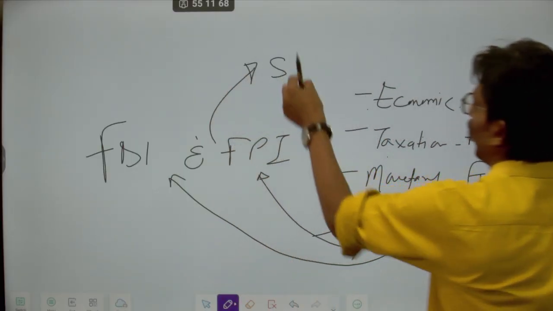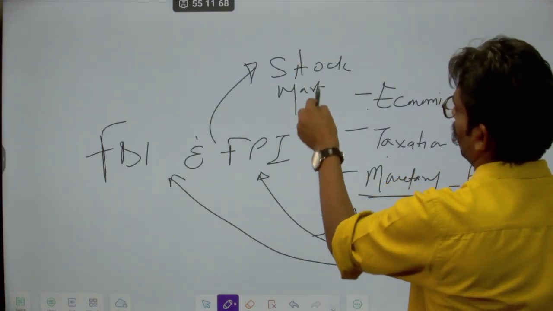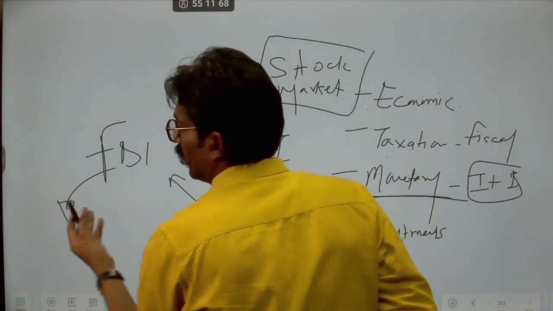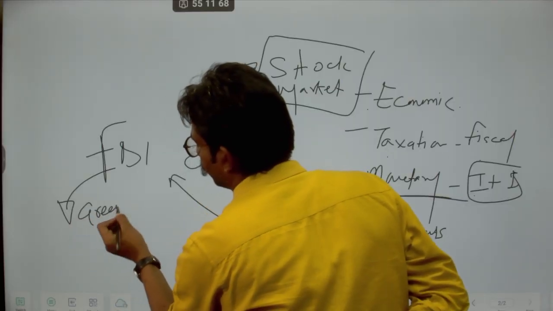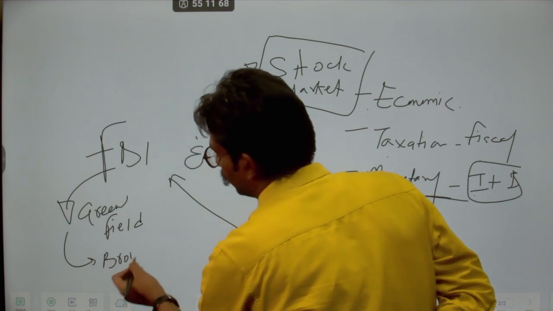This is stock market. ठीक है? So this could be a greenfield project, or this could be a brownfield project.